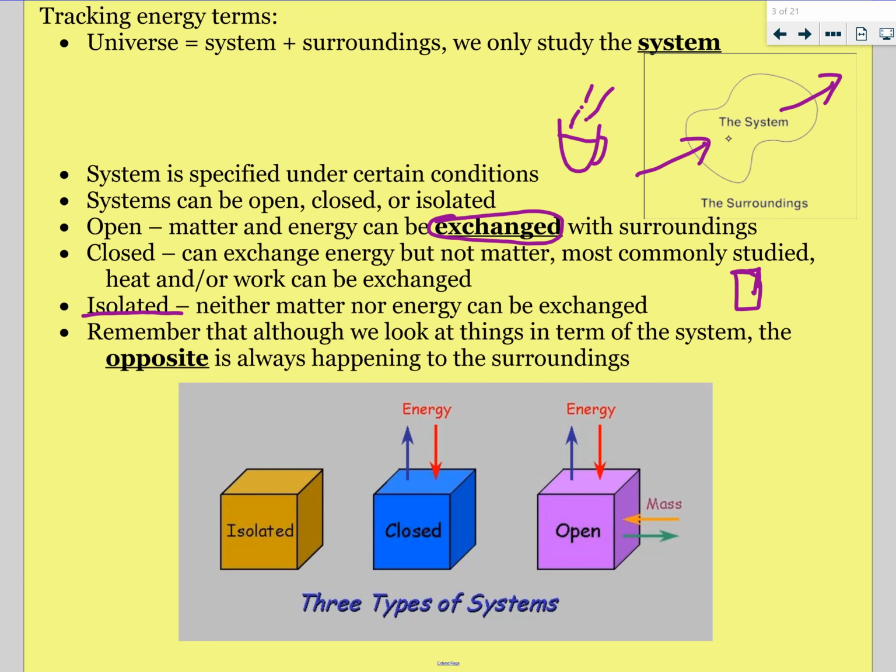And remember that we always look at things from the system. So if we have energy flowing in, that's endothermic because it's flowing into the system. And if we have energy leaving, that's called exothermic. Those are important things to remember. Isolated system, nothing comes in and out. Closed system, only energy can come in and out of it. And an open system, both energy and matter can come in and out of the system. That's thermodynamics in a quick summary.